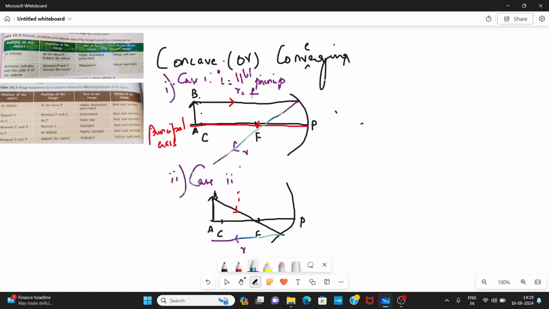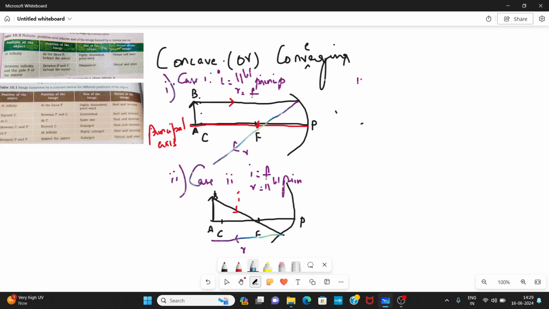So see the difference. In the first case, your incident light was parallel to the principal axis, so my reflected light was passing through the focus. Here, my incident light was passing through the focus, but the reflected light is parallel to your principal axis.